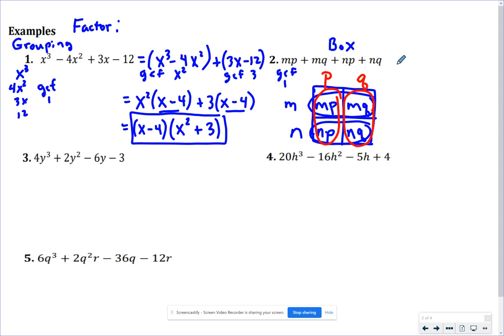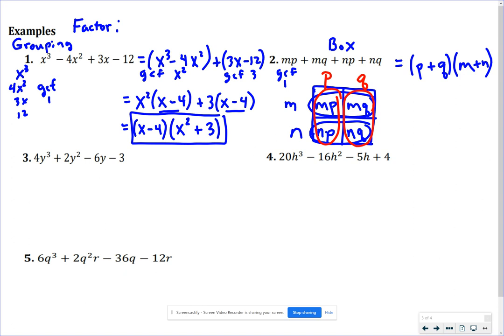What I now have is my factored form. What I can do, the top expressions, the P and the Q, one of my factors is P plus Q, and the other factor is along the other side, right over here, M plus N. And we are done with the problem.